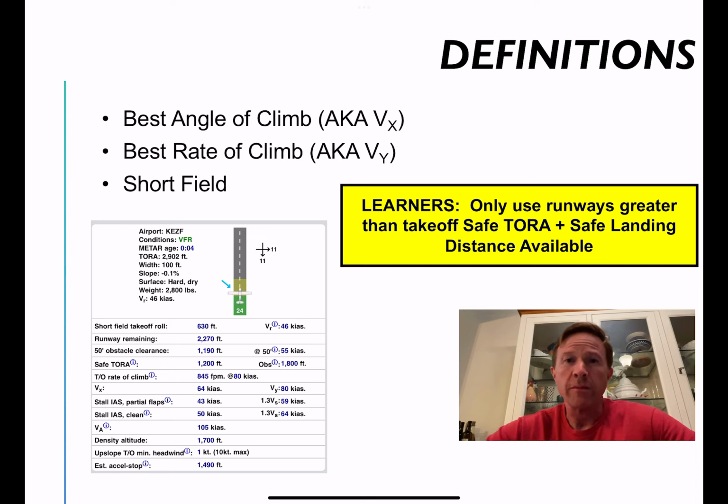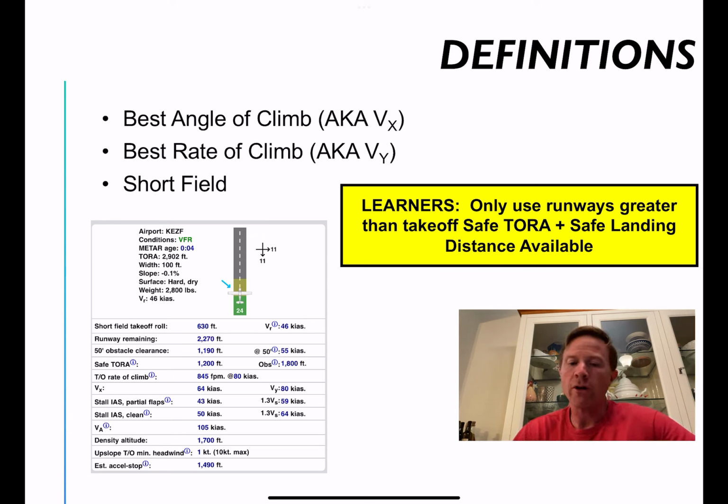Okay, we'll start out with some definitions. So the first definition is our best angle of climb. And I always remember that it's the best angle of climb because of VX, and the letter X has a lot of different angles in it. So that's our best angle of climb, also known as VX. And that gives us the greatest amount of vertical distance over a horizontal distance. Now we should not confuse that with VY, which is what we normally climb out. And that's going to give us the greatest vertical distance per unit of time.